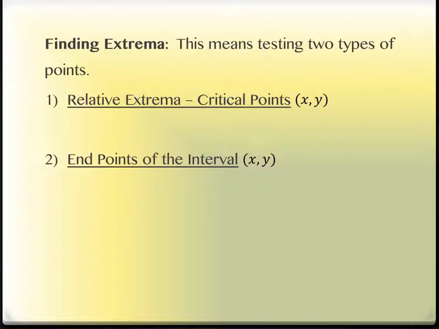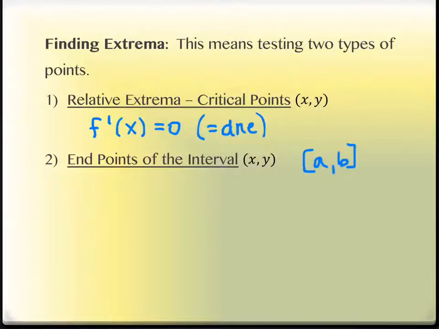And that's what my next slide is saying. So we're going to test two types of points. One is relative extrema, the critical points. Remember, this is the place where f prime of x equals 0, and potentially maybe does not exist in some very rare situations. And then we have to test the endpoints. So if our interval starts at A and ends at B, it means we actually have to test the endpoint at A and the endpoint at B.